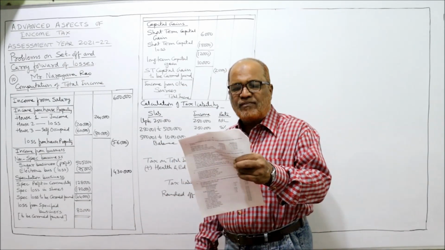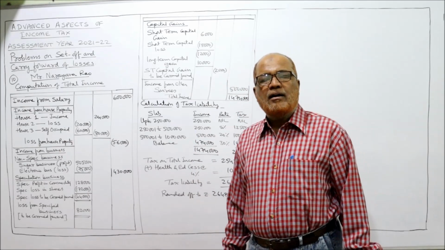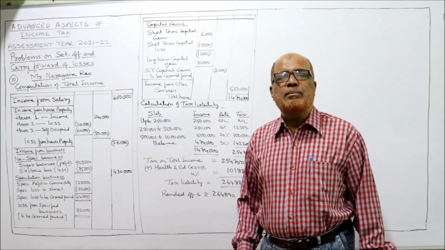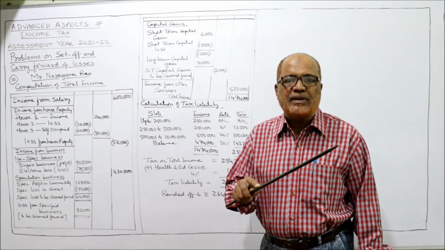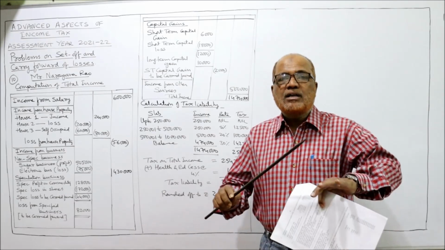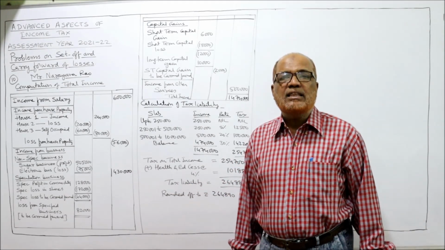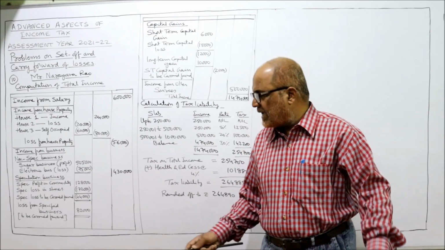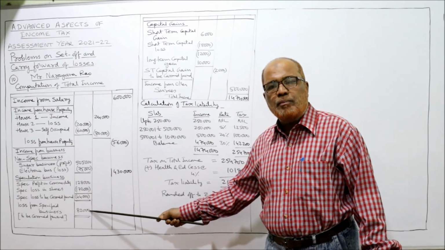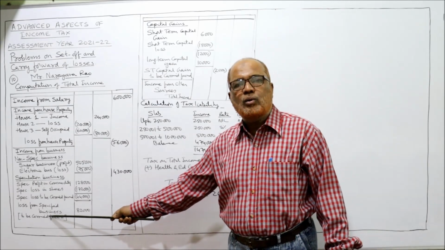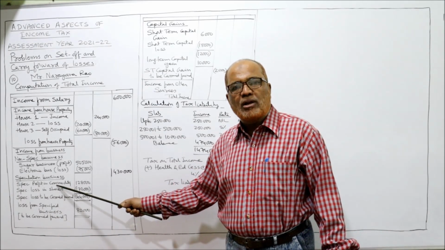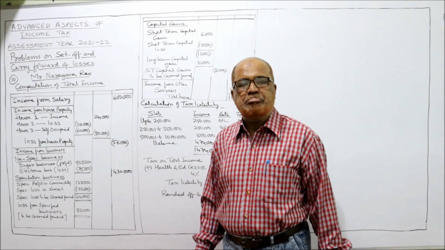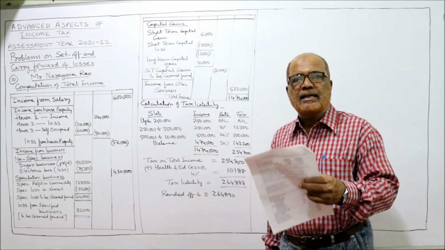Now loss in specified business. Again I told in the previous problems also. The loss in specified business can be set off only from profit in specified business. It cannot be set off from any other income. So we have to carry forward. So this loss in specified business, 82,000, cannot be set off. So it will be carried forward to the next year. The speculation loss and specified business loss, both will be carried over to the next year. That's it. Now capital gain.